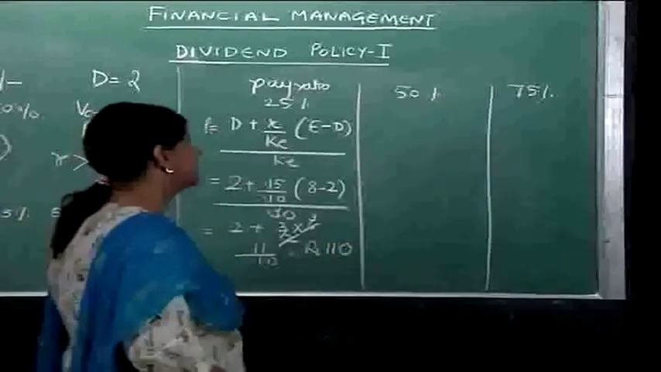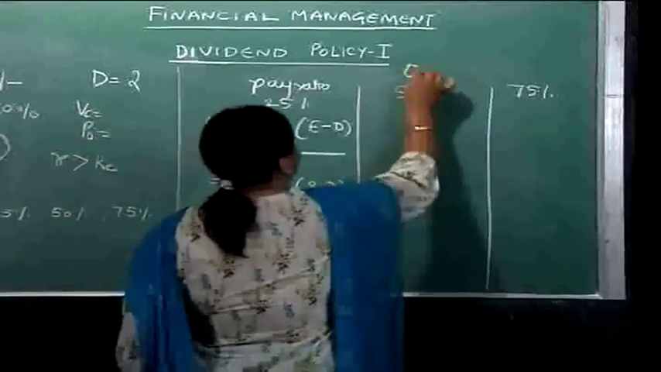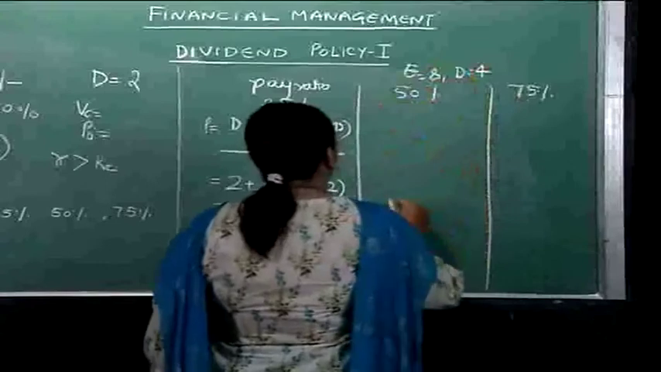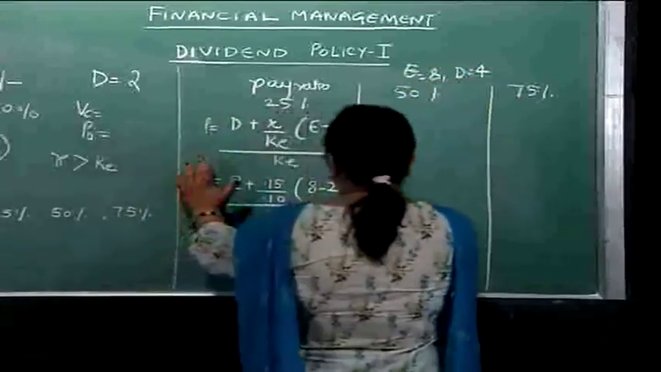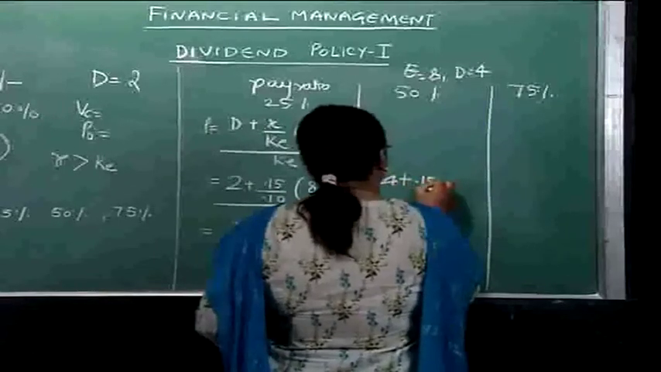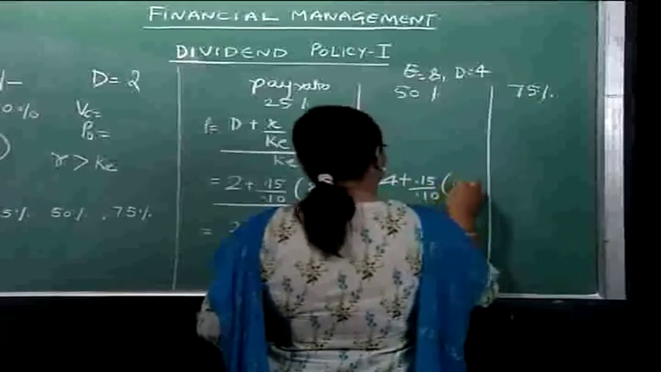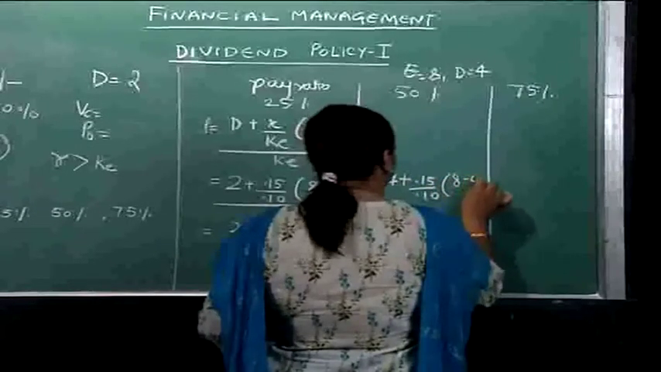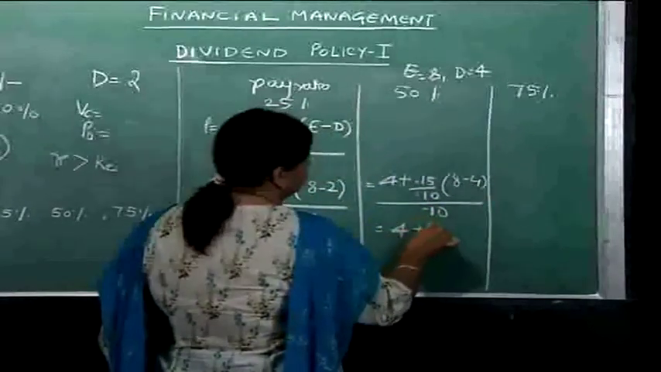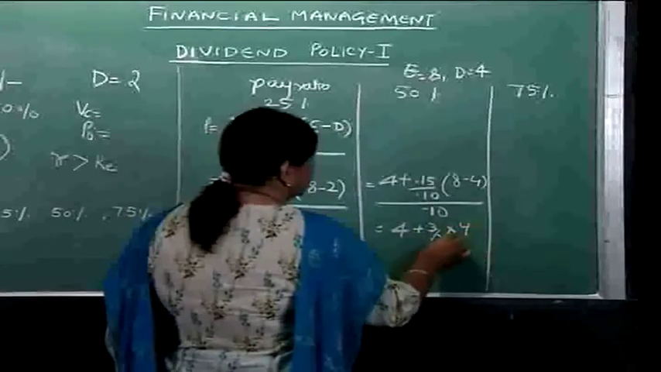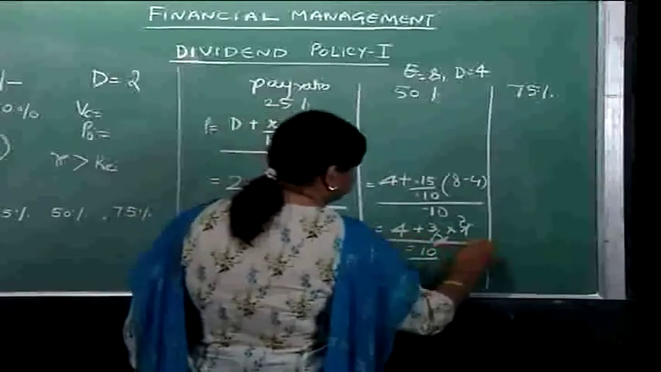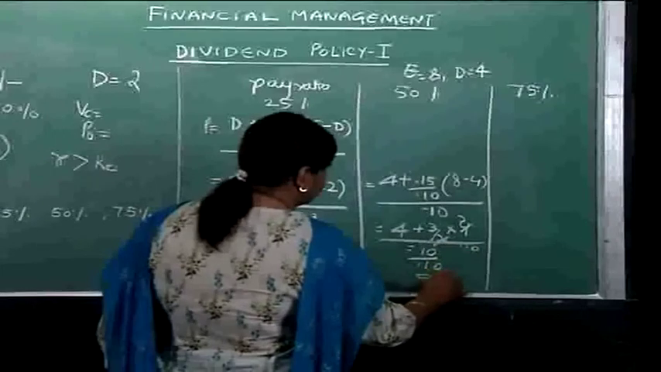Now we have to ascertain it at a payout of 50%. If our earnings are 8 rupees and payout is 50%, the dividend shall be 4 rupees. So inserting the values in this formula, we get 4 plus 0.15 divided by 0.10 bracket 8 minus 4, divided by 0.10. So it shall be 4 plus 3 by 2 into 4, which is 10, divided by 0.10, so it shall be 100.